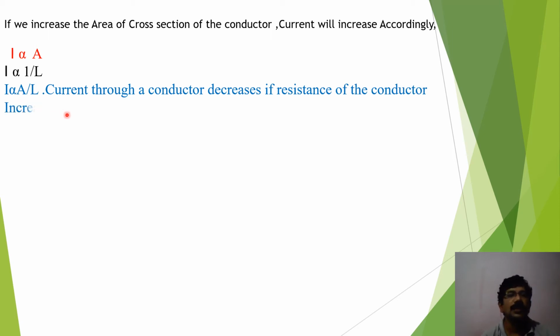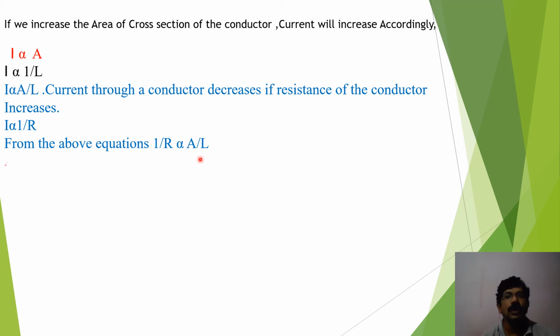In our previous class, we studied that current through a conductor decreases if resistance of the conductor increases. So current flowing through a conductor is inversely proportional to R. I is proportional to 1 by R. From the above equations, 1 by R is proportional to A by L, or A by L is proportional to 1 by R.